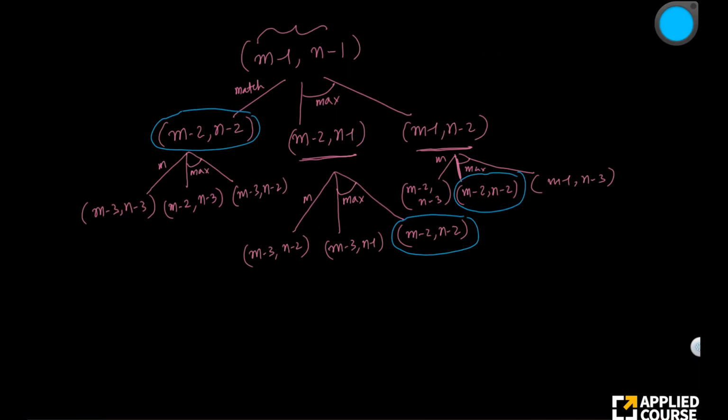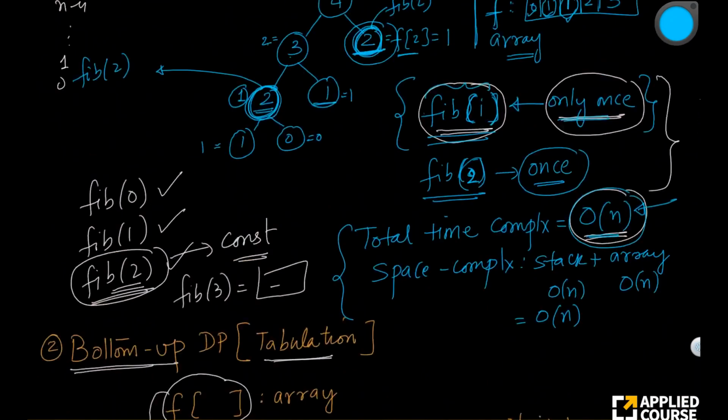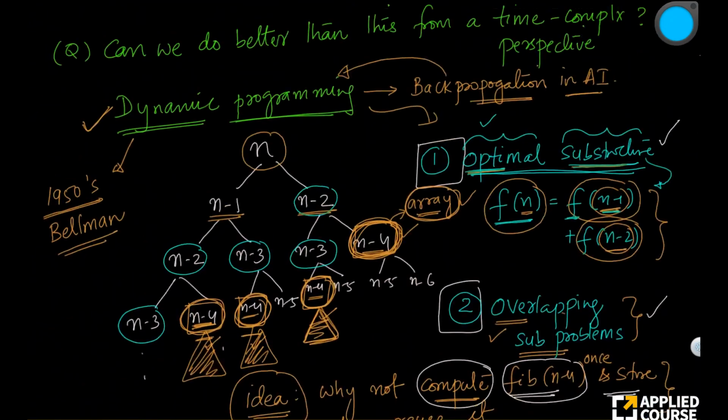Look at this. From the recurrence relation, see the 2 properties that we have to satisfy, right? Let me go back to that step. There are 2 properties: optimal substructure and overlapping subproblems.